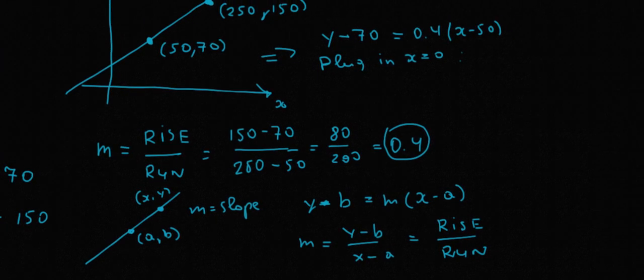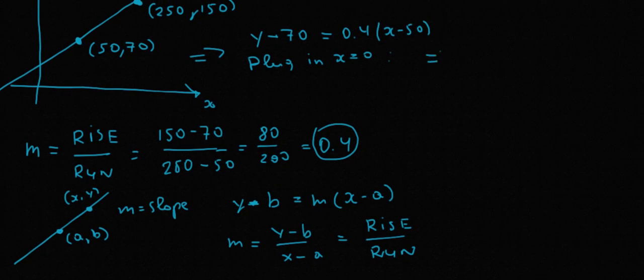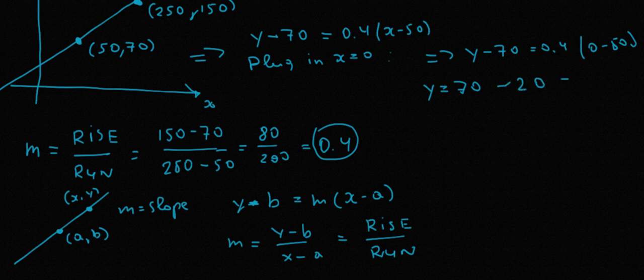So what do we have? We get y minus 70 equals 0.4 multiplied by 0 minus 50. In other words, y equals 70 plus 0.4 times negative 50, which is negative 20. And so that gives us the y-intercept of 50. And therefore, our fixed costs are $50. B equals 50.